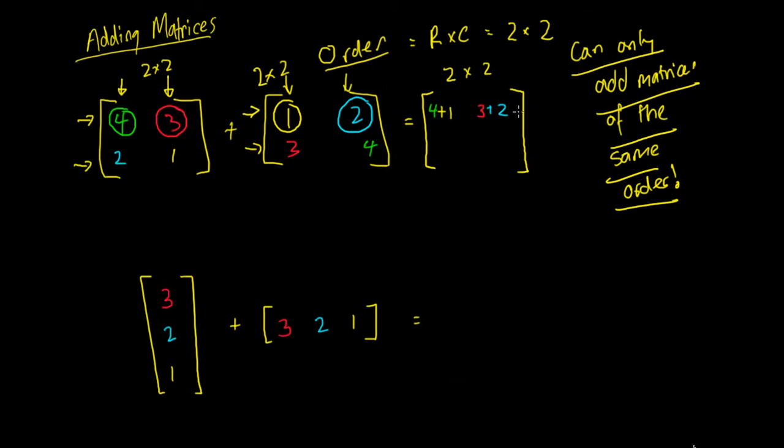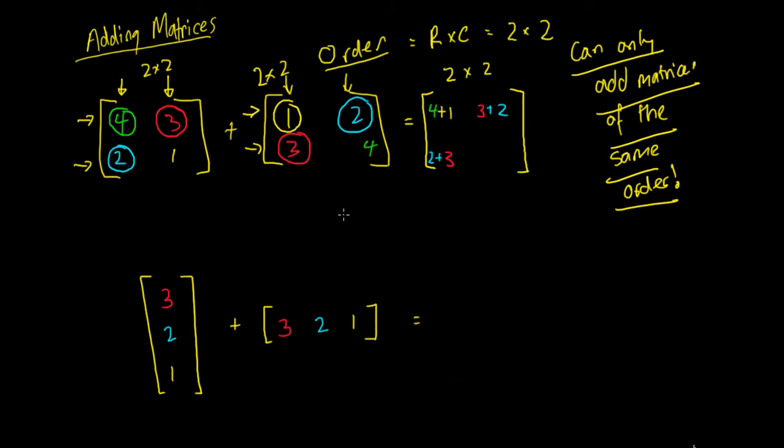Then we've filled up our first row, so we need to move on to the next row. So we go to our second row first column. In our second row first column, we've got the number 2. We're going to add that to the second row first column of our next matrix, where we've got the number 3. So in our resulting matrix, we're going to have 2 plus 3.